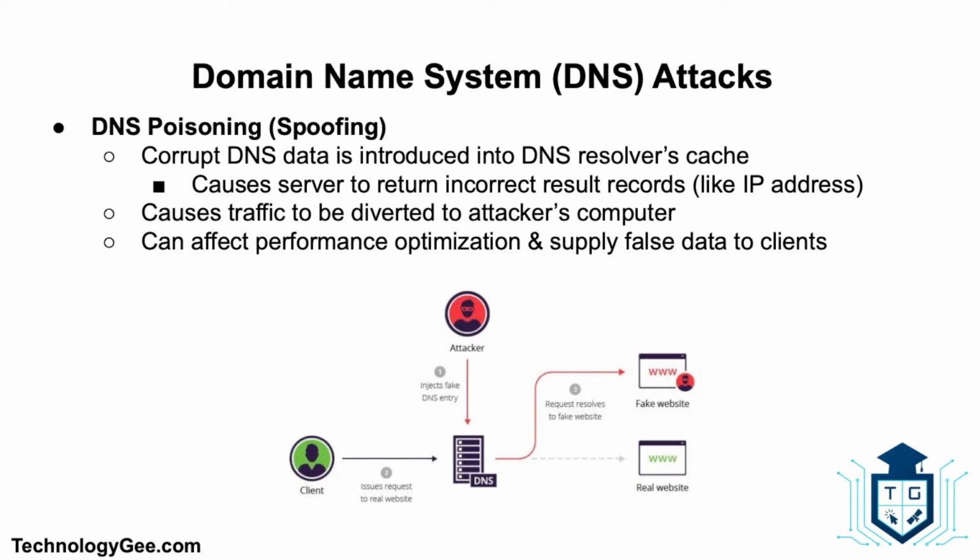When the DNS server has received a false translation and caches it for performance optimization, it is considered poisoned and it supplies the false data to clients. If a DNS server is poisoned, it may return an incorrect IP address, diverting traffic to another computer.